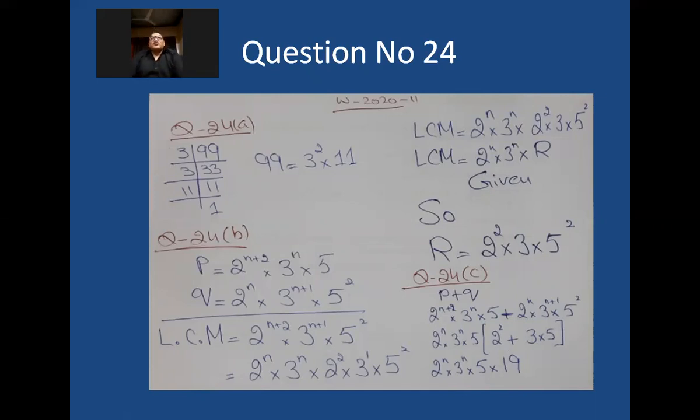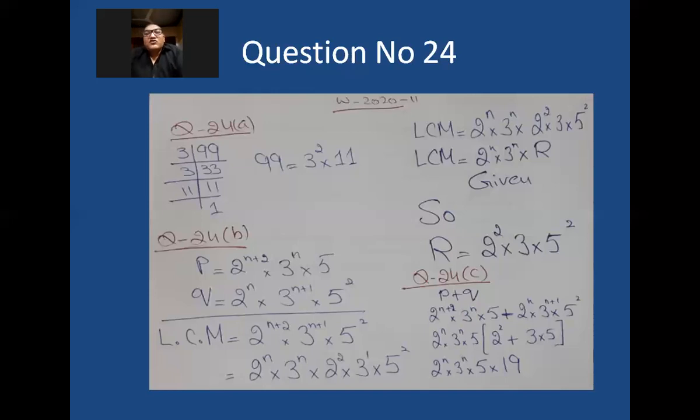Okay, the next question, 24C part. He says find the value of p plus q, and this answer should also be in terms of the prime factors. So it is 2 raised to power n plus 2 multiply 3 raised to power n multiply 5 plus 2 raised to power n multiply 3 raised to power n plus 1 multiply 5 square. Try to understand. I have taken 2 raised to power n common, then I have taken 3 raised to power n common, then I have taken 5 common.